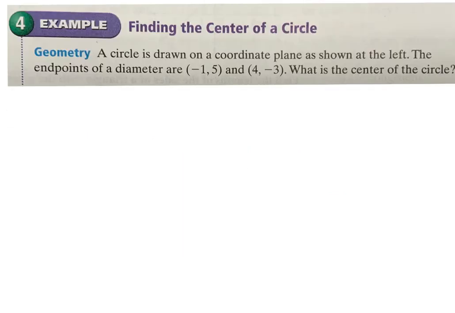A circle is drawn on a coordinate plane as shown, and they show you the coordinate plane at the left. The endpoints of the diameter are (-1, 5) and (4, -3). What is the center of the circle? So first of all, by definition, diameter goes through the center. Hopefully you know that, right? That's lower school type math, or at least middle school pre-algebra stuff. You know the diameter goes through the center.